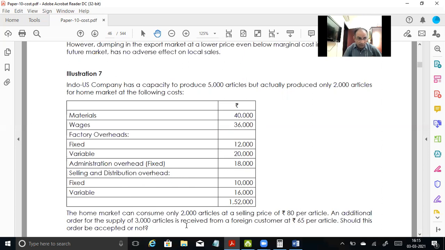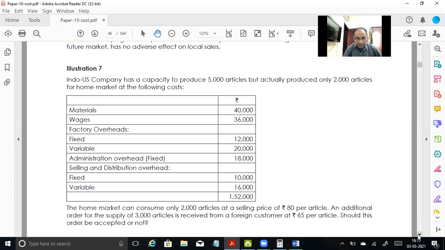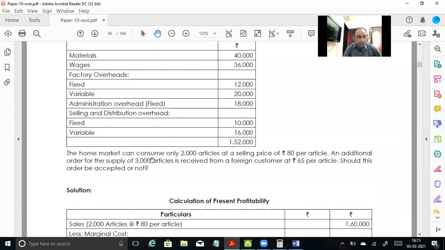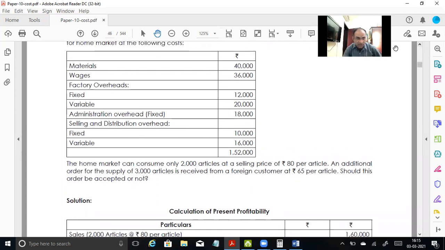The home market can consume only 2,000 articles at a selling price of 80. So in the home market, the selling price is 80 per unit, and they are saying that in the home market you can sell a maximum of 2,000. So it means you have an extra production capacity of 3,000 still with you. So what they said is, an additional order for a supply of 3,000 articles is received from a foreign customer at 65. You can see it is below the price of the local market. The foreign customer is ready to pay only 65 as compared to the local market price of 80. Should this order be accepted or not?